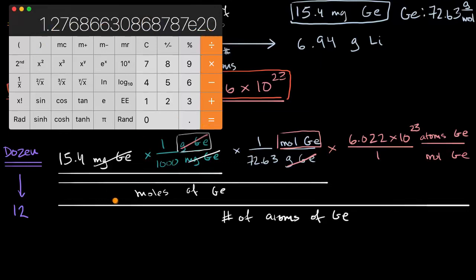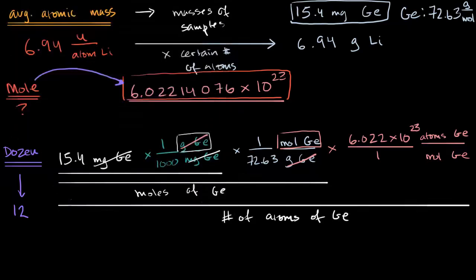And let's see, just to get our significant digits here, our significant figures, out of all of the things we multiplied, we had 4 significant digits here, 4 significant digits here, but we only had 3 over here. So I'm going to round to 3 significant digits. So I'll go to 1.28 times 10 to the 20th atoms. So we have approximately 1.28 times 10 to the 20th atoms of germanium, which is a lot.